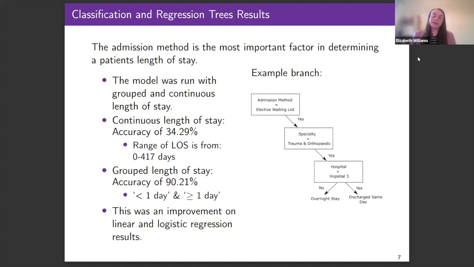And then we also grouped length of stay into less than 1 day and greater than 1 day. This was guided by the health board because they were interested in seeing those who should be admitted and discharged on the same day and those who weren't. On the right-hand side is a very simple example branch. It shows that if the admission method was the elective waiting list, and you were admitted to the specialty of trauma and orthopedics, it was down to which hospital you were admitted to as to whether you were expected to have an overnight stay or if you were discharged on the same day.